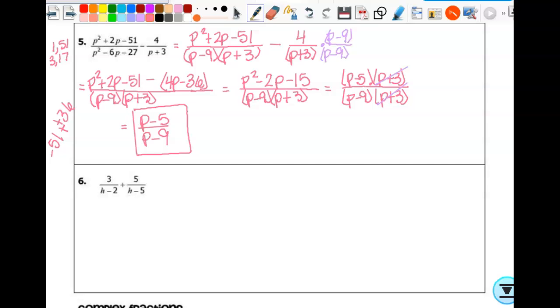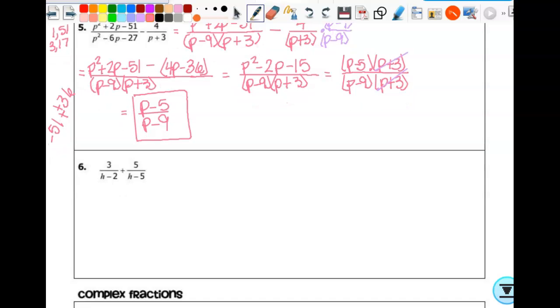I would highly suggest that you skip a minimal number of steps if you skip any on these, just because this is where stupid little mistakes with signs and things that get very frustrating for you happen when you start skipping a bunch of steps. Okay, we good? All right, so number 6, we're going to add these.